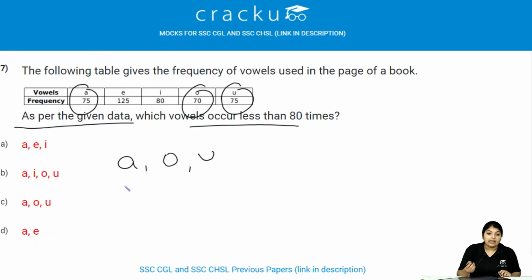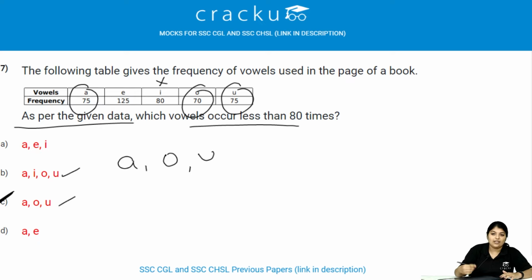Therefore, the answer is A, O and U. They asked you, here is one tricky one. They asked you less than 80, not 80, and less than 8, not less than or equal to. So do not consider I. You get confused between B and C, but the answer is C. It's not less than or equal to, it is less than.